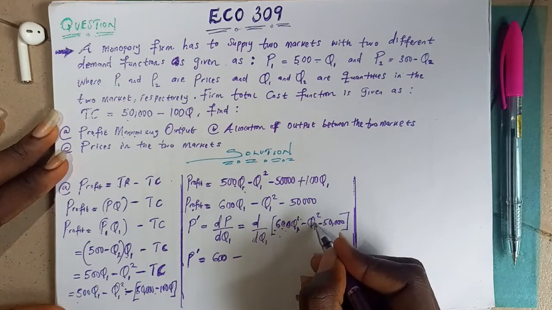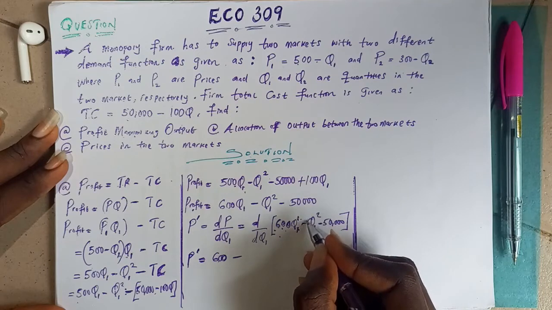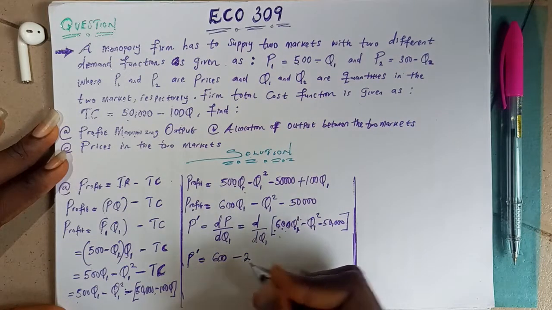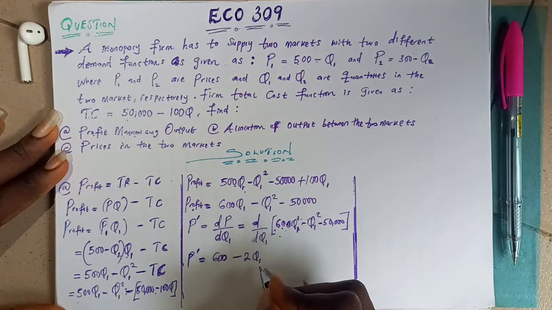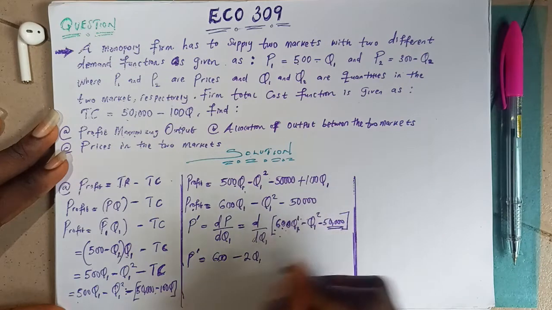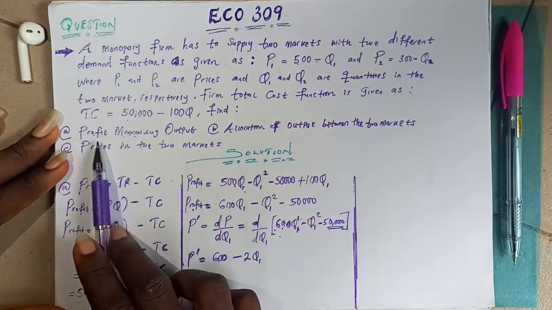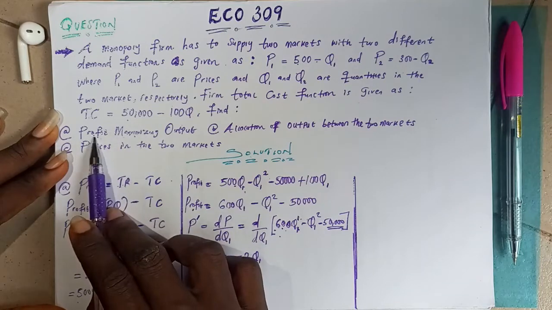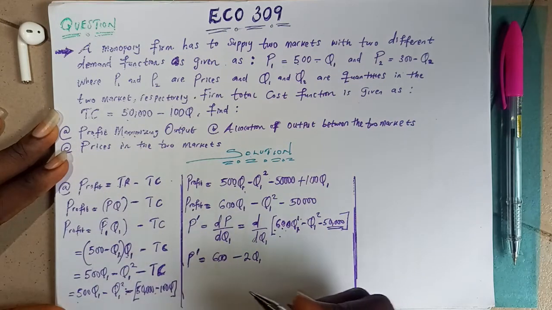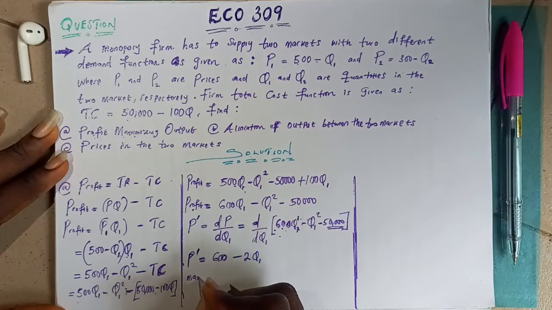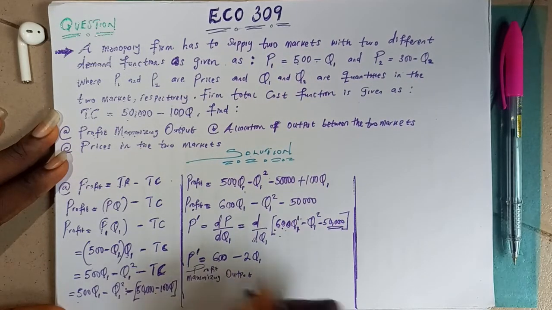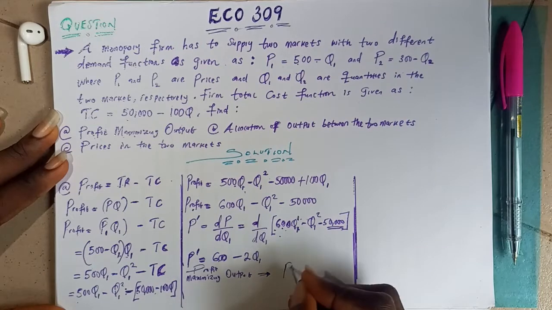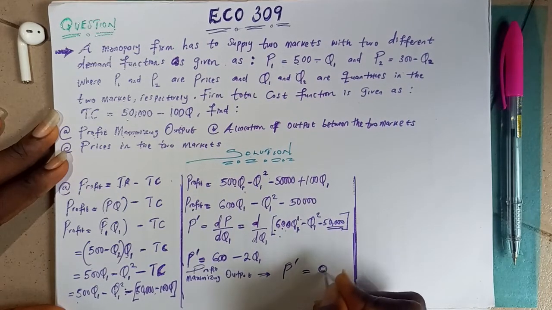Minus, differentiate Q1 squared. The 2 multiplies the coefficient, which has an invisible 1, so that's minus 2, then Q1 with 1 subtracted from the power, which is Q1. If you differentiate a constant number, you end up having 0. So at maximized profit, we always have P prime equal to 0. The profit maximizing output is when P prime is equal to 0.